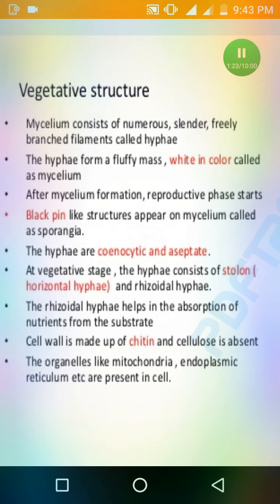The hyphae are coenocytic and aseptate. At the vegetative stage, the hyphae consist of slender horizontal hyphae and rhizoidal hyphae. The rhizoidal hyphae help in the absorption of nutrients from the substrate. The cell wall is made up of chitin and cellulose is absent. Organelles like mitochondria and endoplasmic reticulum are present in the cell.